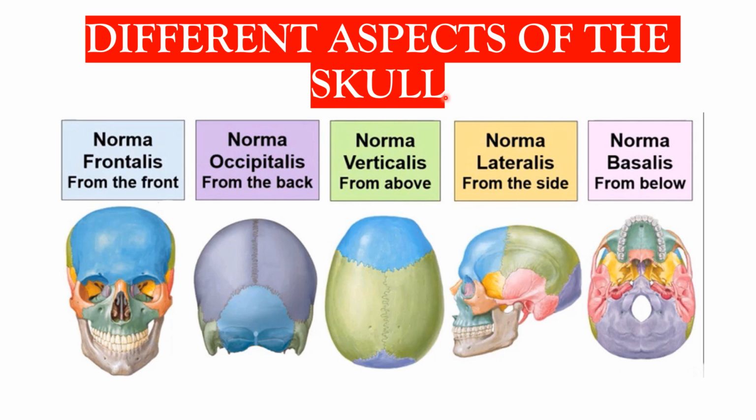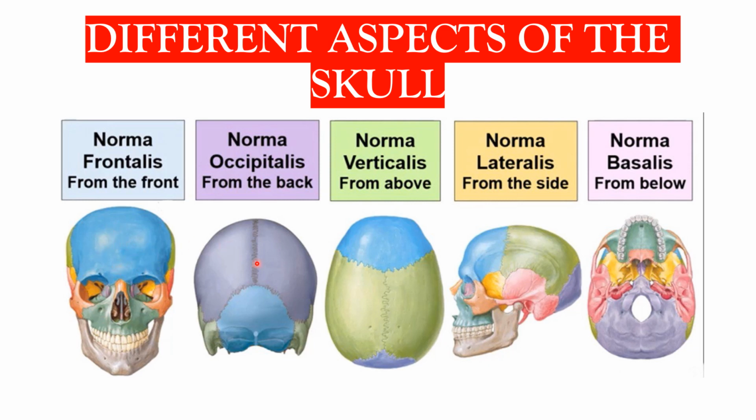Now it's important to note that the bones of the skull can be viewed in 5 different angles or 5 different aspects. The first aspect or the first angle is the anterior part of the skull called the norma frontalis. Okay, that's the Latin word. Norma frontalis, from the front.